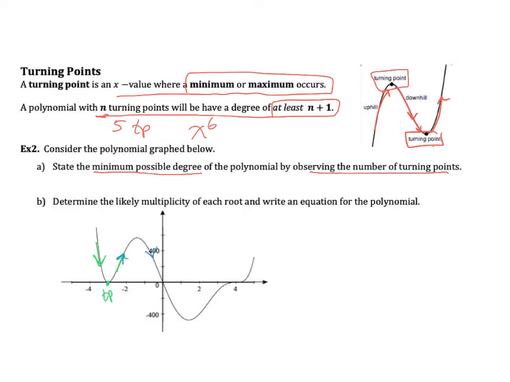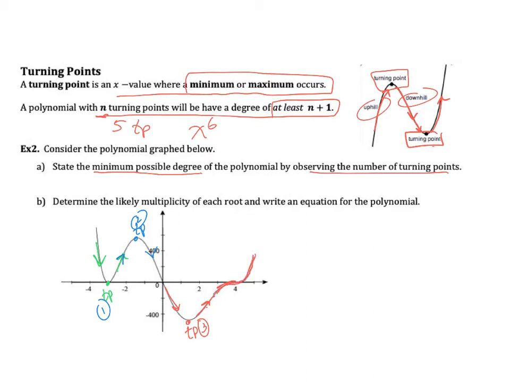Increasing to decreasing, this is a turning point. Decreasing to increasing, this is a turning point. But now look at the rest of the graph. If you were walking this on a hill, like it says here, uphill, downhill, you would continue to go up, and it's never really changing from increasing to decreasing. It's just continuing to go up the whole time.